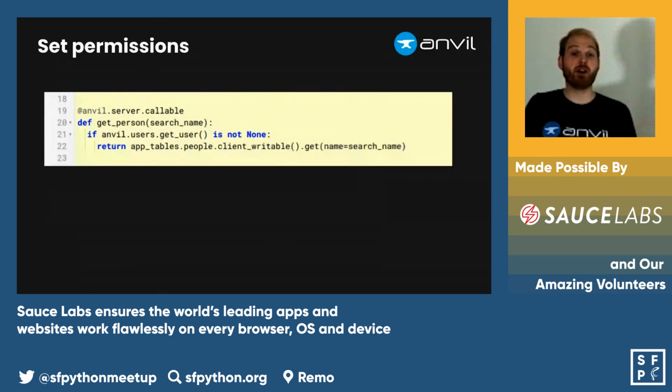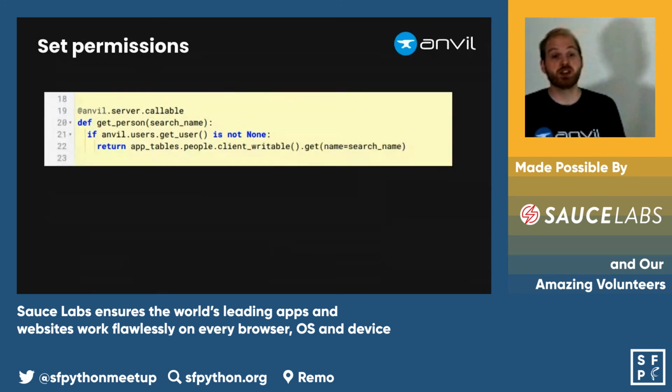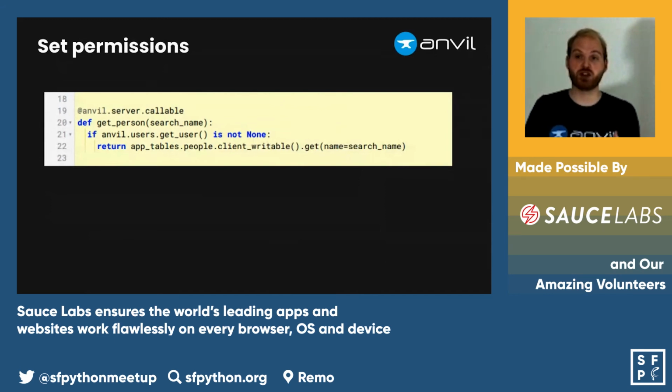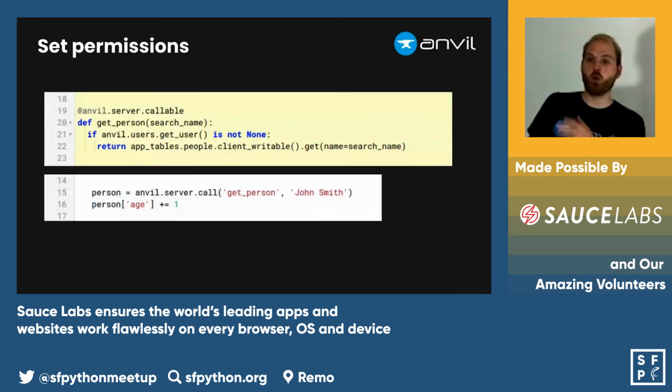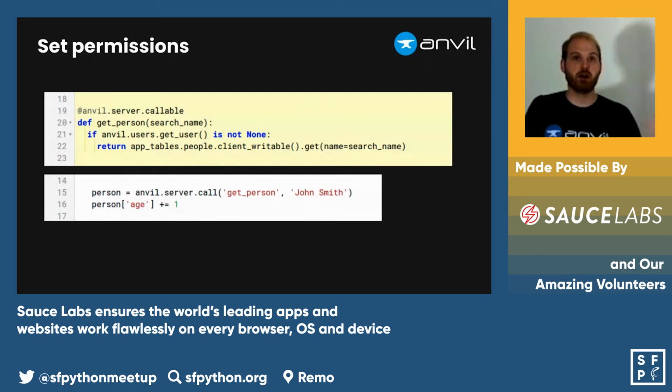We can be more clever. We can set permissions. So here we have a server function that returns a client-writable version of that row. What it does is take a client-writable version of the people table and then search that. And so the capability in the database row that's being returned will not be read-only, it will be read-write. And now we can get an object from the server and we can start updating it.